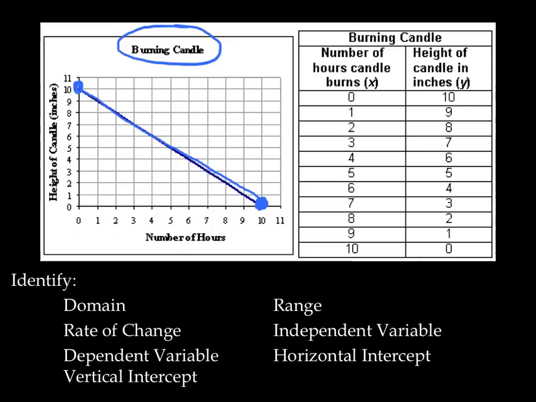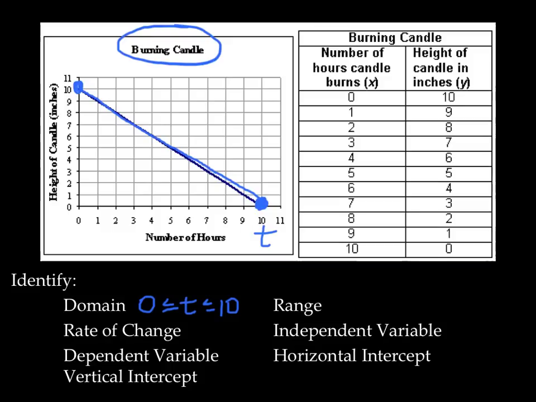Okay, so we want to identify all of the characteristics. First, the domain. The domain is the set of all x values, or we'll say t values for the number of hours. In this case, 0 is less than or equal to t is less than or equal to 10. So the domain goes from 0 hours to 10 hours.